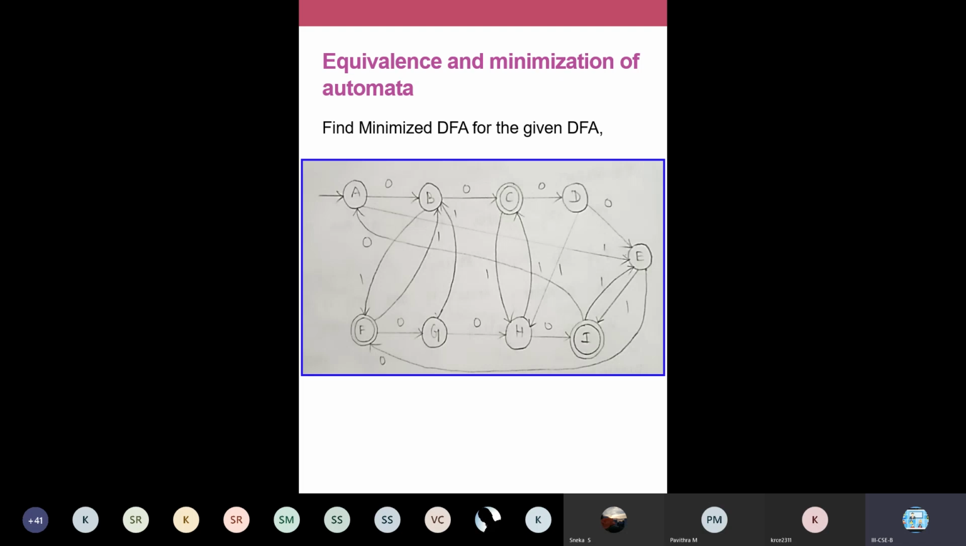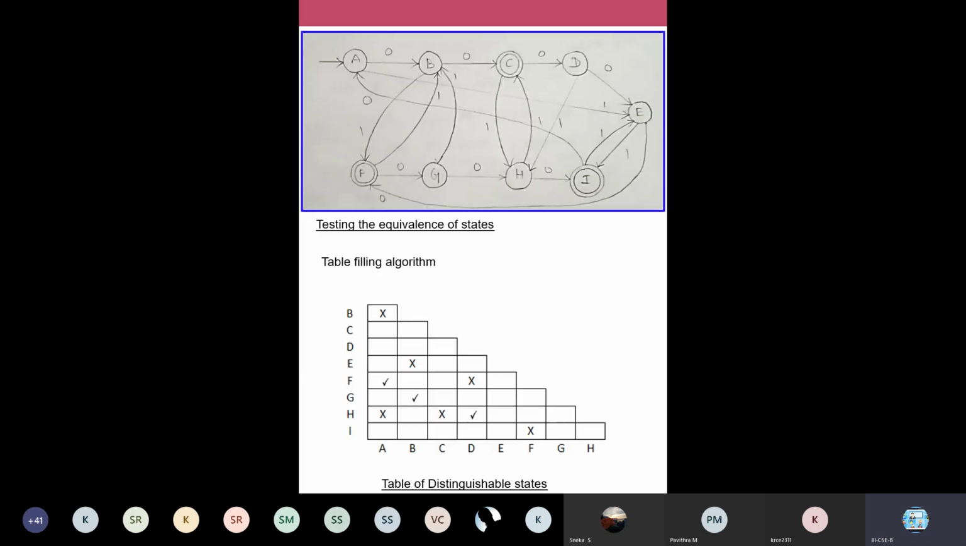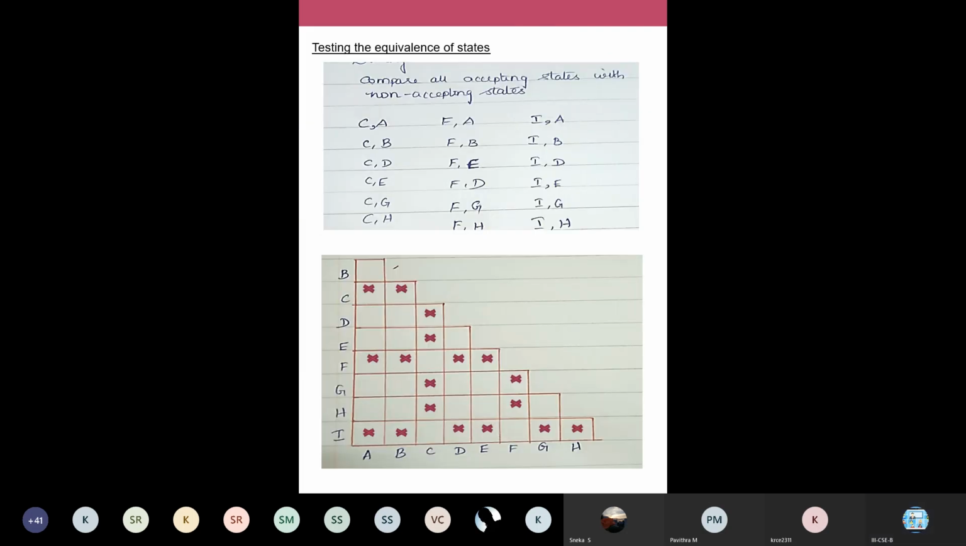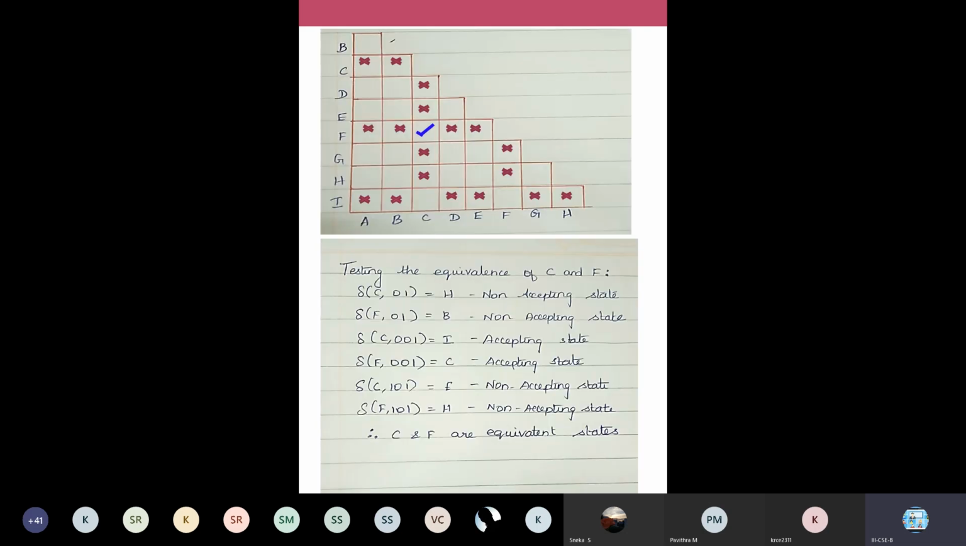Okay, so therefore we can say that C and F are equivalent. Whatever string we are applying on these two states, your transitions were similar. So I'll tell you how to write it in your problem. You write these statements. I've taken sample strings like this, C comma 0 1.